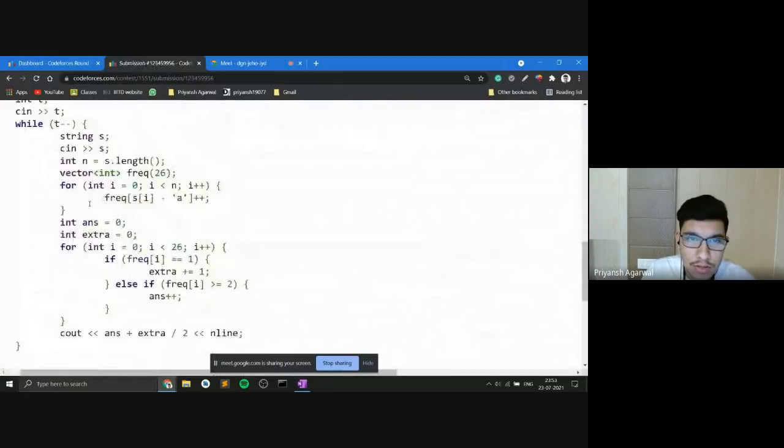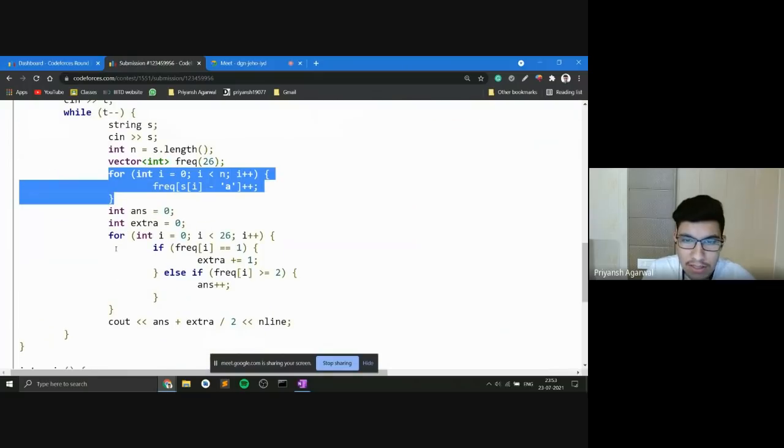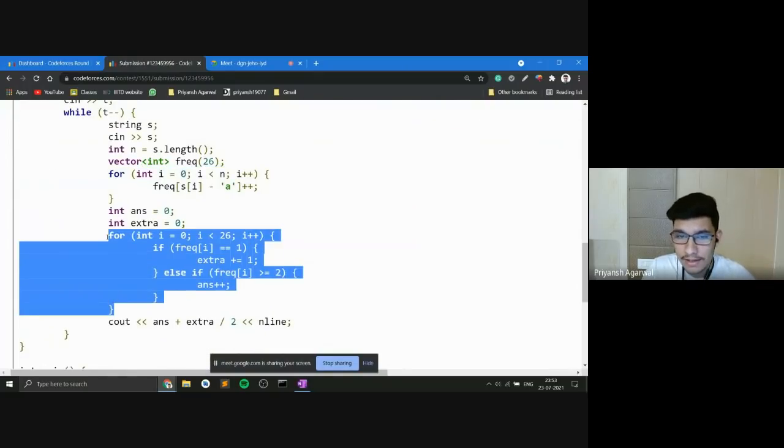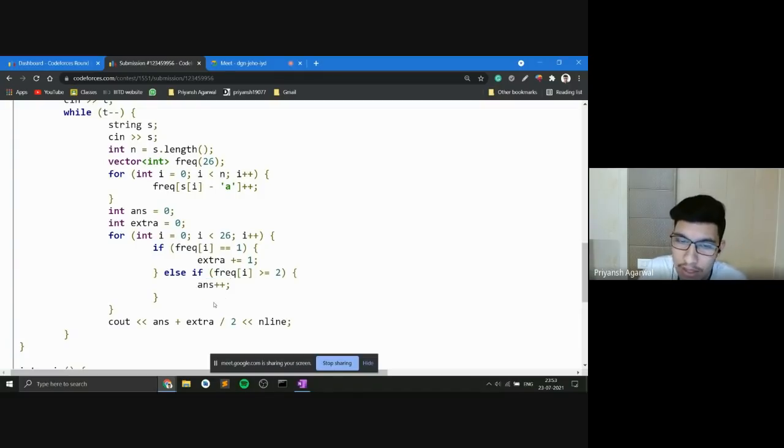Here I have maintained a frequency array, and I am increasing the frequency by 1 whenever I find a particular letter. Then I iterate over all these letters. If the frequency is 1, I maintain a variable called extra and add 1 to it. If the frequency is greater than or equal to 2, I add 1 to my overall answer. At the end, I print answer plus extra by 2.